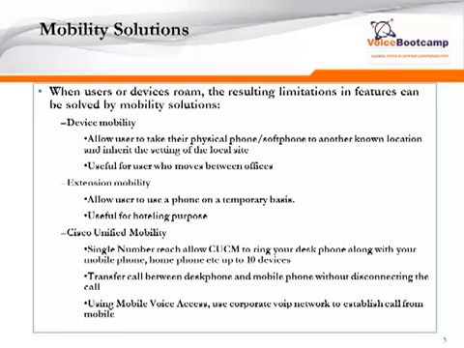The mobility options that you have are device mobility, which allows a user to take their physical phone or a soft phone, such as IP Communicator, to another known location. Now, when I say known location, that means that wherever you go, it has to be known. The infrastructure has to be known to the administrator or to the Call Manager. It is useful for a user who moves between offices or branch offices.